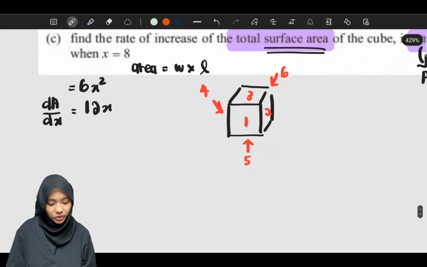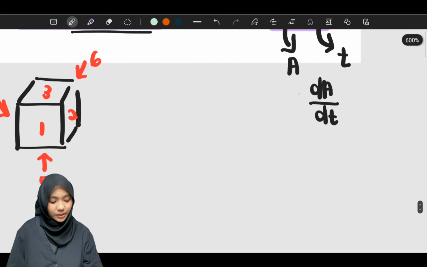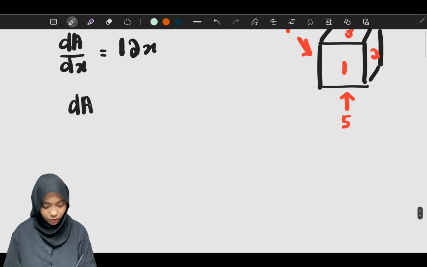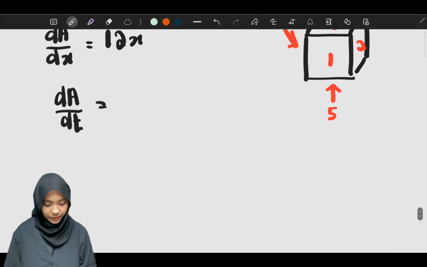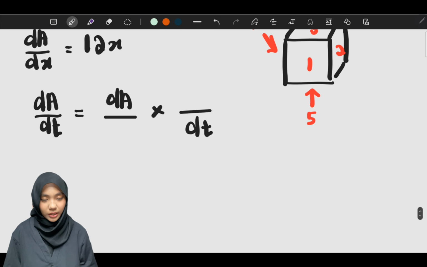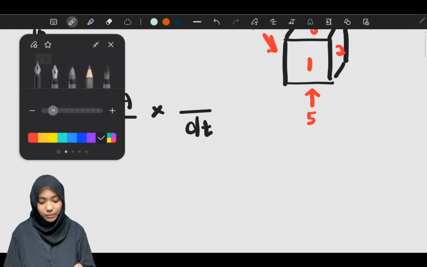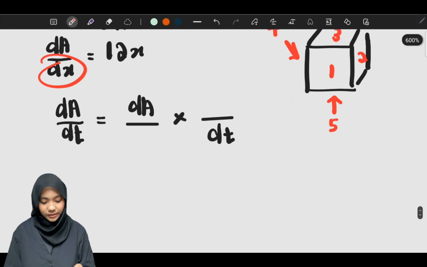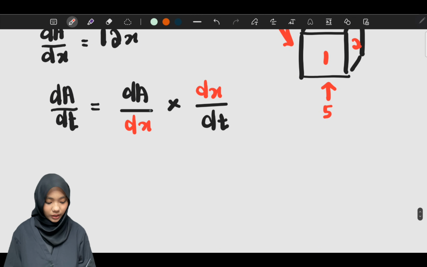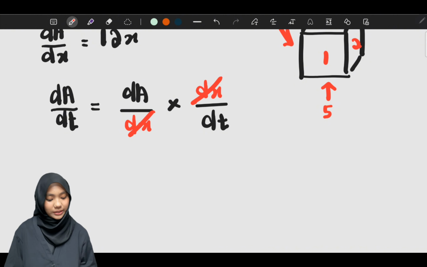Okay, so kita dah dapat equation and kita dah differentiate. Now kita boleh separatekan apa yang dia nak ni, which is dA over dt. So dA over dt, how do we separate them? Okay, kita separate dia like this, dA over something times something over dt. Okay, so apa yang kita nak letak dekat the blank space? Kita letak variable yang tak ada lagi, which is dx. Kita letak dx kat sini. Why? Sebab kita boleh cancel out and then we'll get the same thing, which is dA over dt.